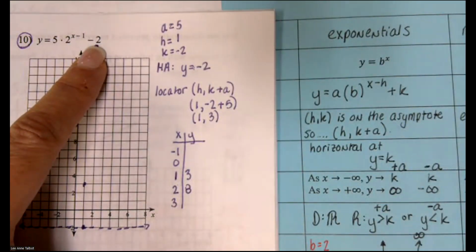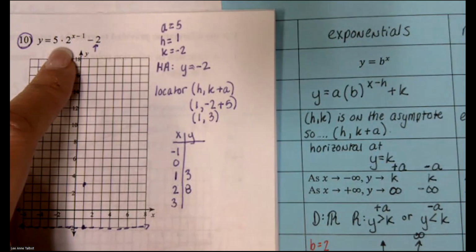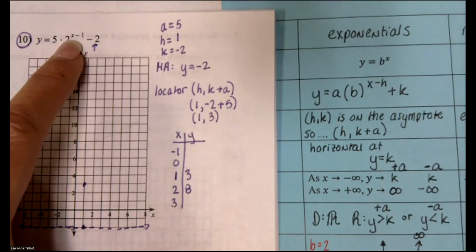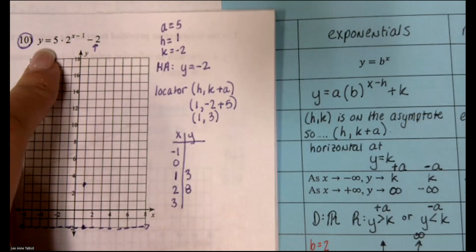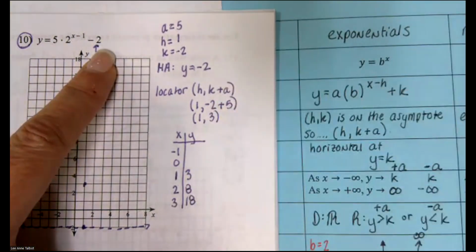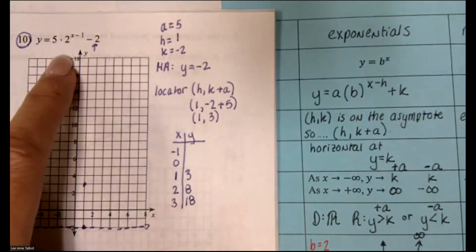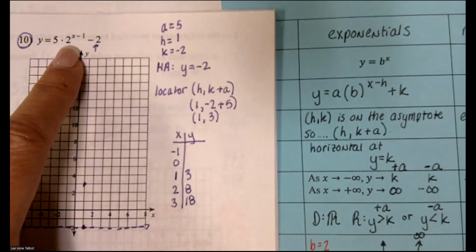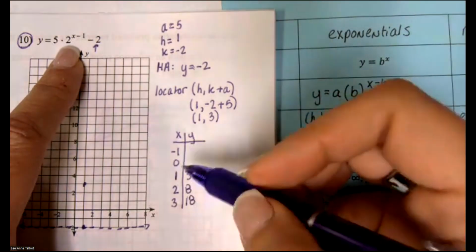Okay. 2 to the 3 minus 1 is 4. 4 times 5 is 20. Minus 2 is 18. Okay, this is the part that you're not going to like. Luckily, most of the time you have a graphing calculator or a calculator of any type on you. But we're going to try to work on this.